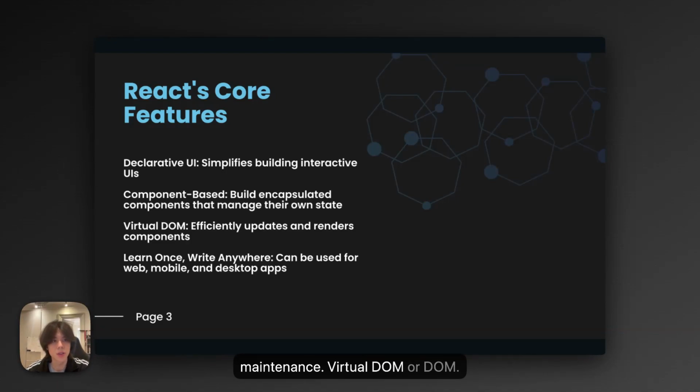Virtual DOM. React utilizes a concept known as the virtual DOM. Instead of directly manipulating the browser's DOM, React creates a virtual representation of the UI in memory. When the state of a component changes, React updates the virtual DOM and then efficiently determines the minimal set of changes needed to update the real DOM. This process drastically enhances performance, especially in applications with frequent updates.